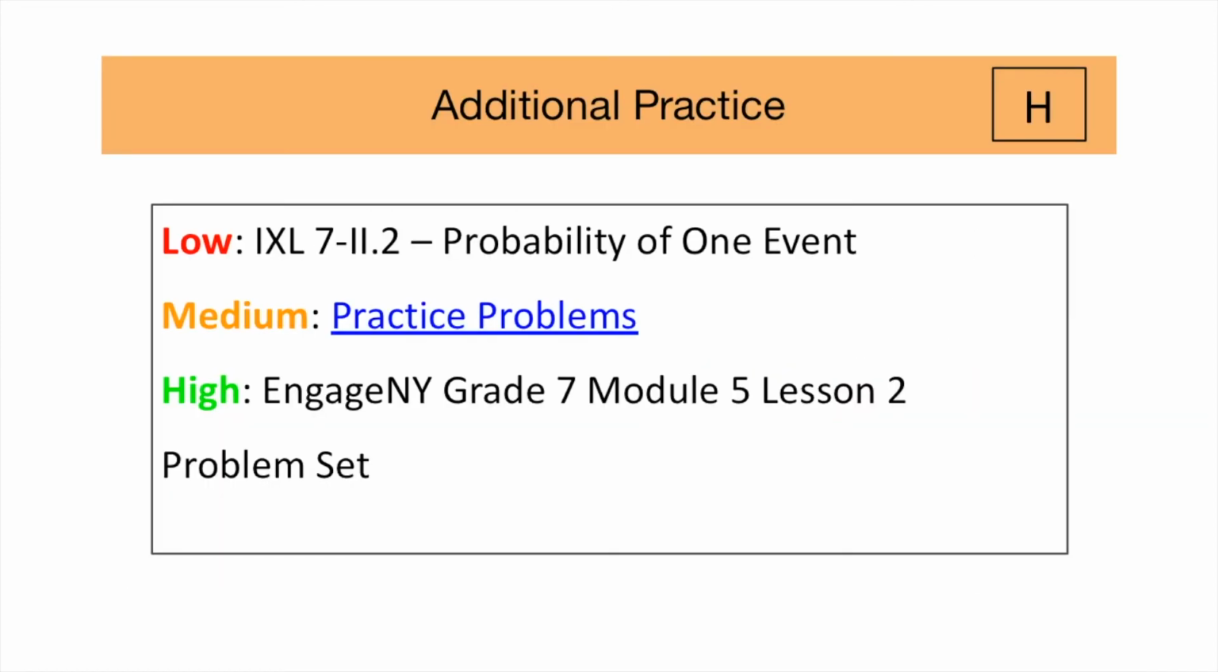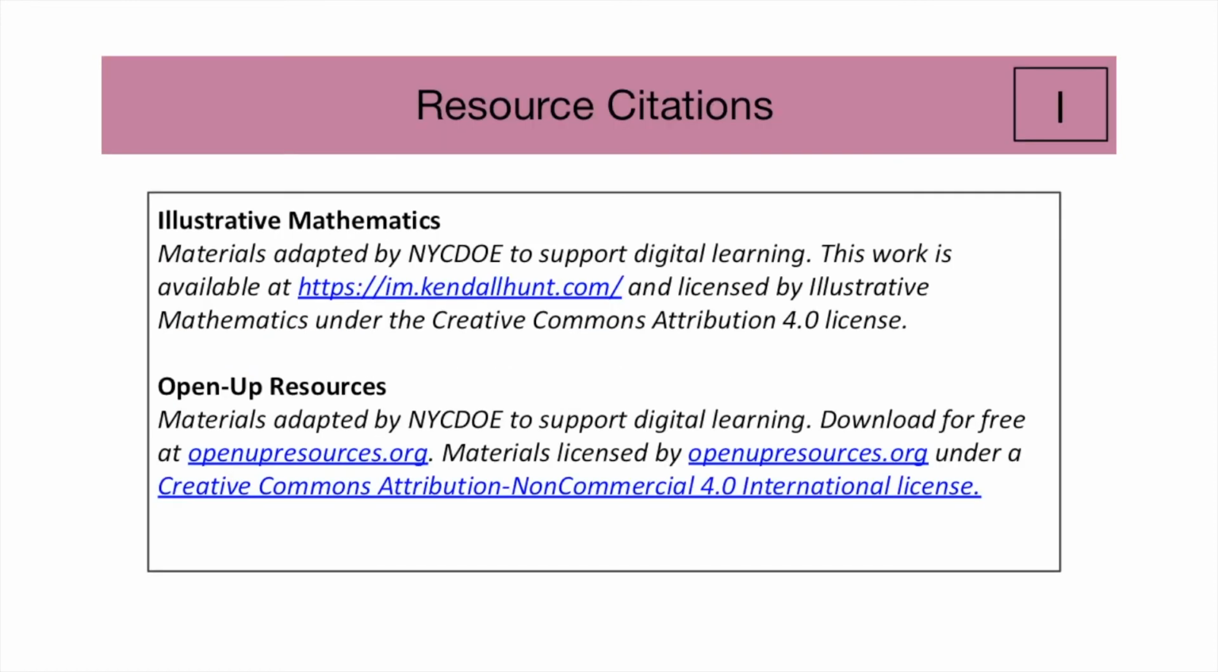For additional practice, students can do IXL grade 7, II.2, probability of 1 event, the Open Up Resources practice problems, or the EngageNY grade 7 module 5 lesson 2 problem set. This lesson was based off of Illustrative Mathematics and Open Up Resources, so feel free to look at these materials in order to continue supporting your students' learning.